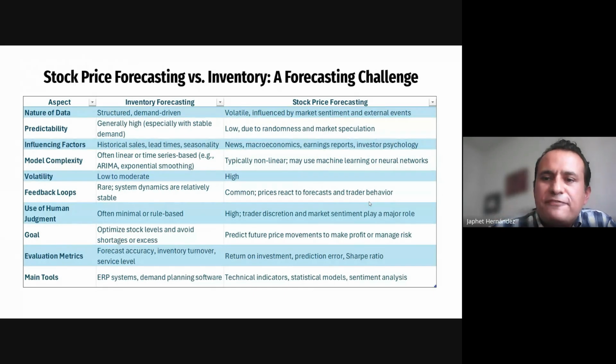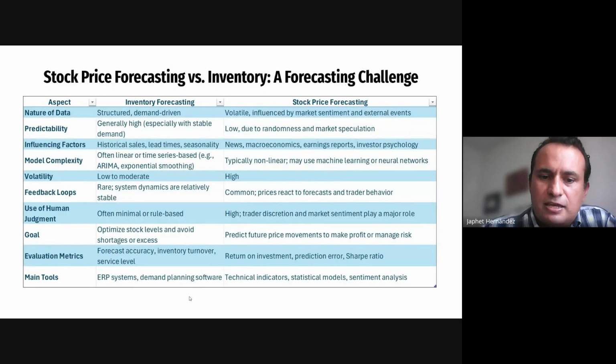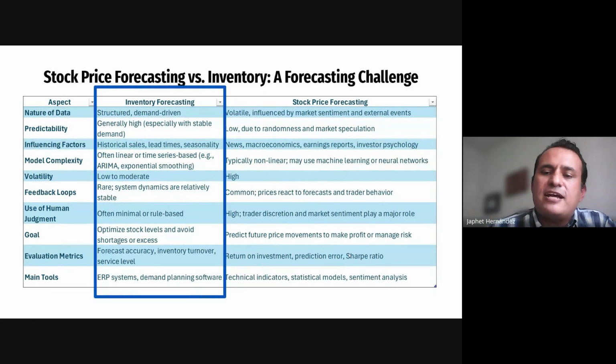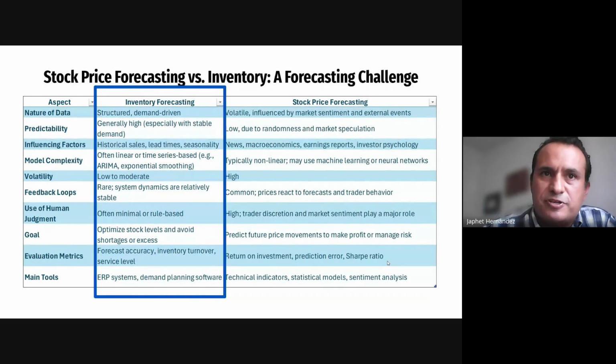So talking about the differences again between predicting how many widgets you will sell next month and trying to guess where a stock price is headed, it's like comparing a calm game of chess to a high-speed chase where the road keeps changing. With inventory forecasting, you've got nice, tidy data: past sales, seasonal trends, maybe a supplier delay or two. It's all logic and pretty much all spreadsheets.